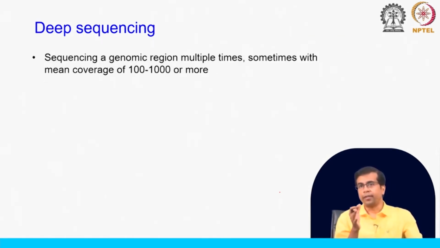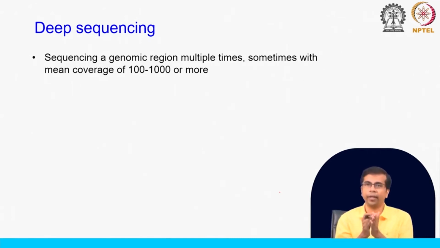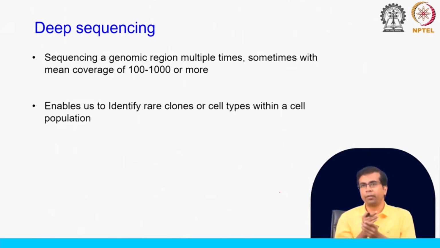Now, there is a term called deep sequencing related to this coverage term. This actually refers to sequencing a genomic region multiple times, where the mean coverage would be 100 or between 100 to 1000 or even more. So, it is really deep sequencing. Coverage is 100x, 1000x or even more. So, why do you do this deep sequencing? Because we want to identify rare clones or cell types within a cell population.